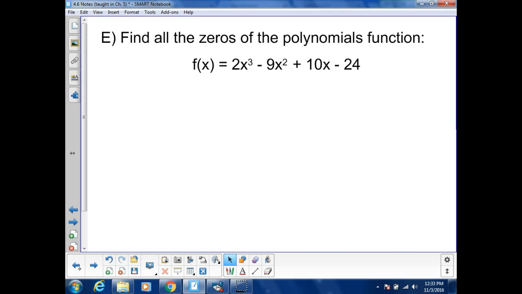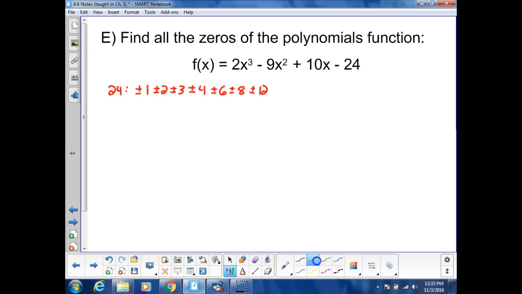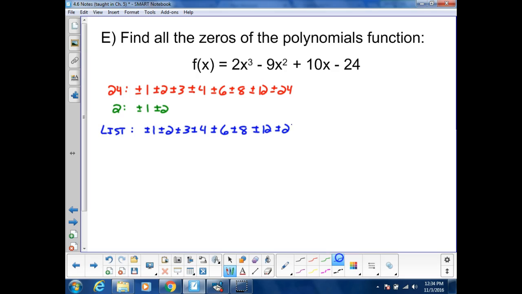Find the factors of 24. What are the factors of 24? 1, 2, 3, 4, 6, 8, 12, 24. Then what? Factors of 2. What are the factors of 2? 1 and 2. Okay? So my list is 1, 2, 3, 4, 6, 8, 12, 24, 1 half.